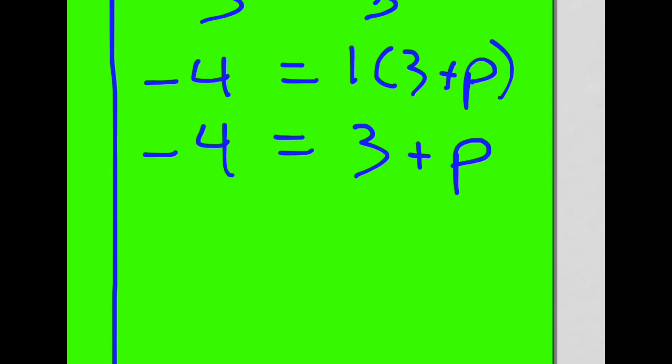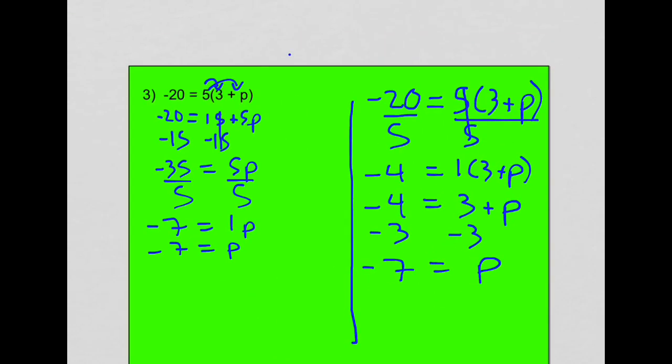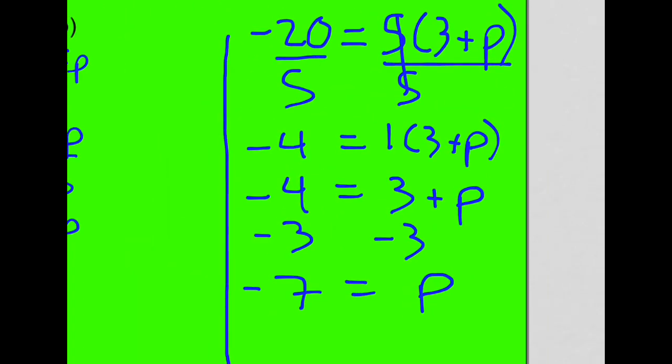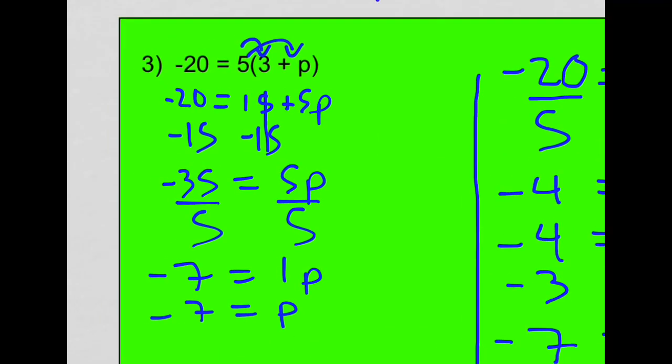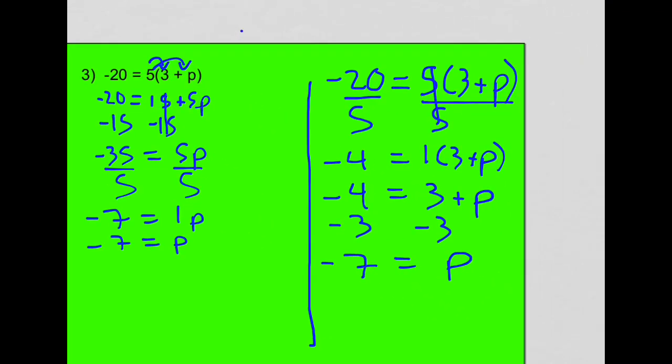I have a positive 3 beside the variable p. I'm going to subtract 3 from that side and subtract 3 right there. And I'm going to get negative 7 equals positive p, or just p. And once again, you can see both ways get me the same answer. The second way gets you smaller numbers. The first way will work all the time in every situation. Let's look at a couple more.